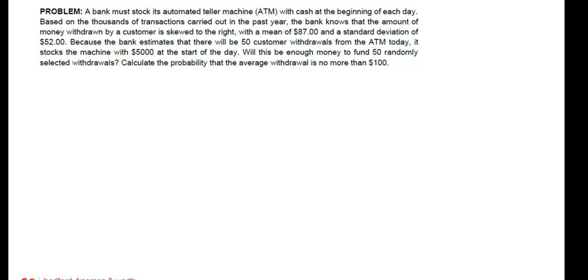A bank must stock its ATM with cash at the beginning of each day. Based on the thousands of transactions carried out in the past year, the bank knows that the amount of money withdrawn by a customer is skewed to the right, with a mean of 87 and a standard deviation of 52. Because the bank estimates there will be 50 customers withdrawing from the ATM today, it stocks the machine with $5,000 at the start of the day. Will this be enough money to fund 50 random withdrawals? Calculate the probability the average withdrawal is no more than 100.